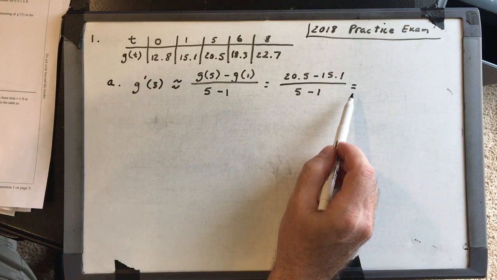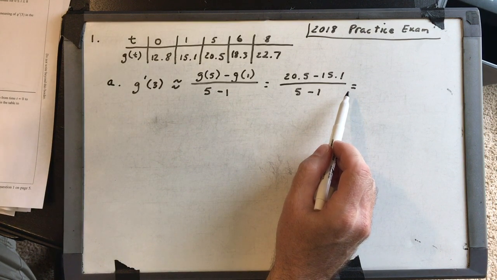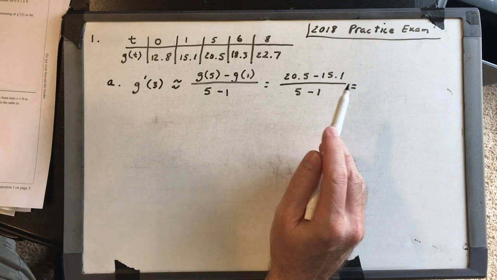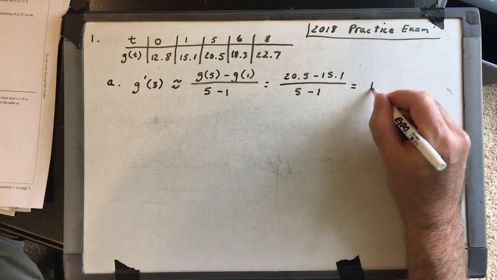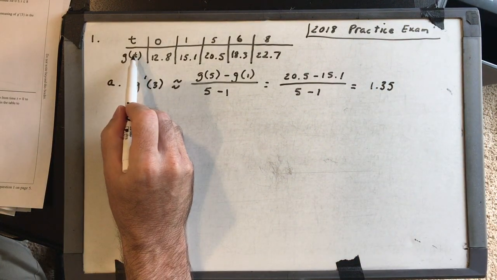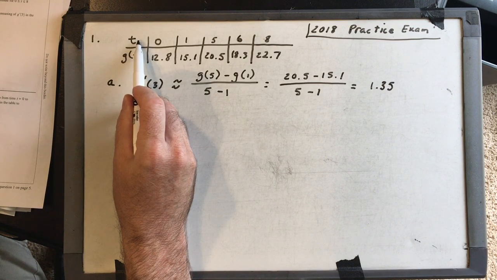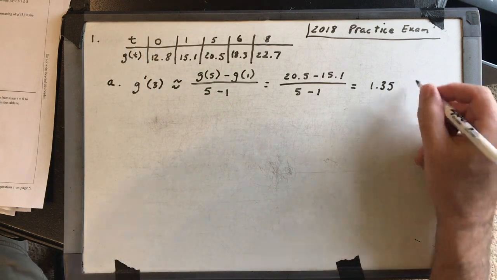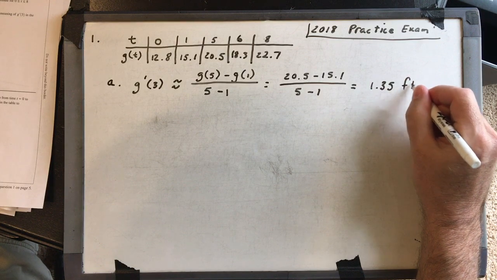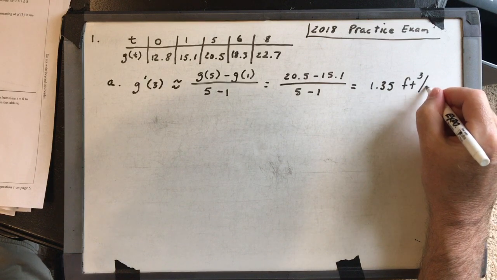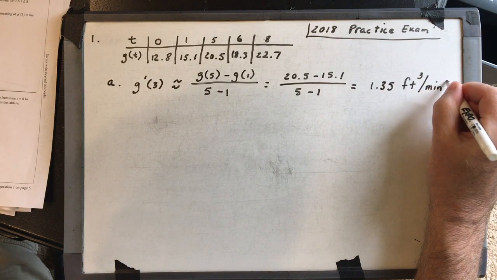over 5 minus 1. So this one, you'll be able to use a calculator on the test. They would probably give you easier numbers than this on the 2020 test, but when you put that in your calculator, you get 1.35. Now, if you want to know the units, it's the units for G of T, which is cubic feet per minute, divided by the units for time, which is minute. So that's going to be cubic feet per minute squared.